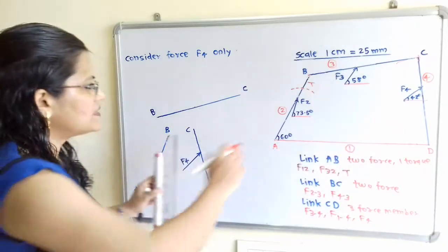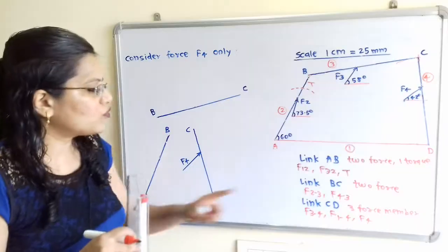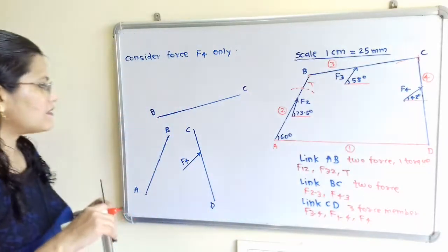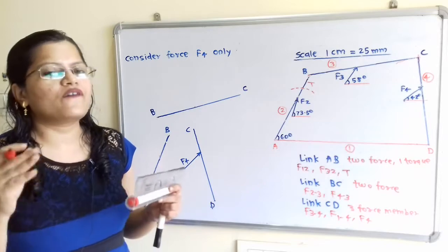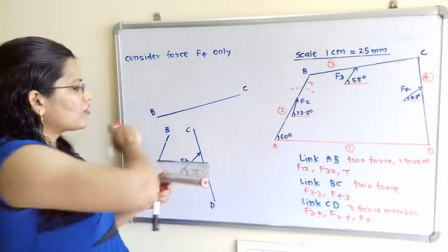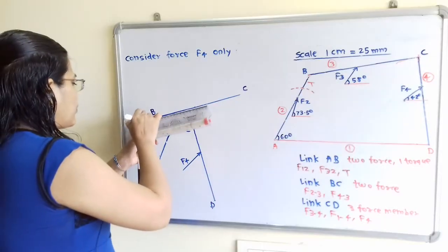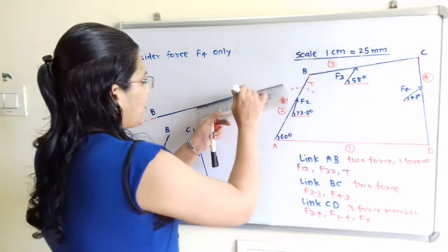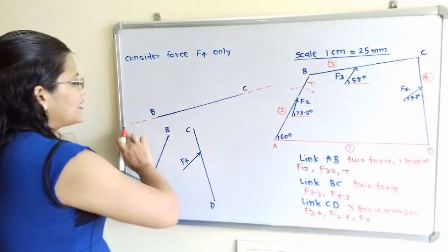So here this link CD is also getting transferred. Now we will select the 2 force member, that is the link BC. For this 2 force member, we know that the line of action of force is along this link. So the line of action of force we will show here through this point C and through this point D, that is along this link BC.